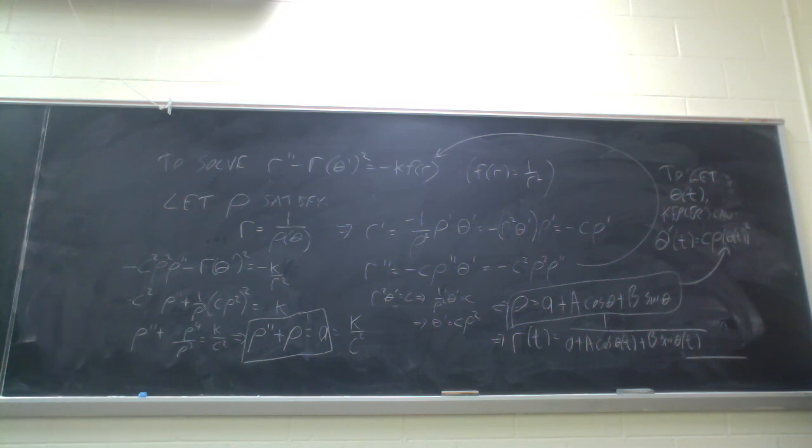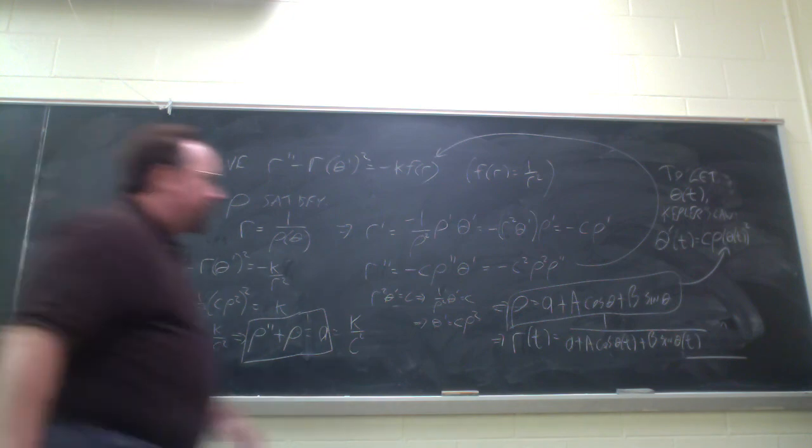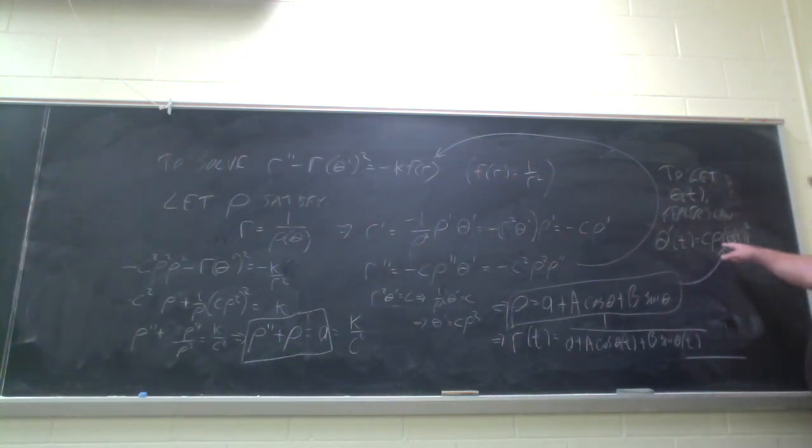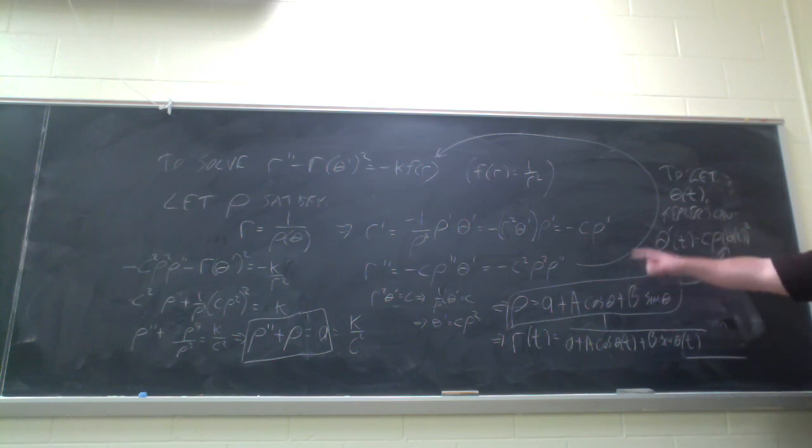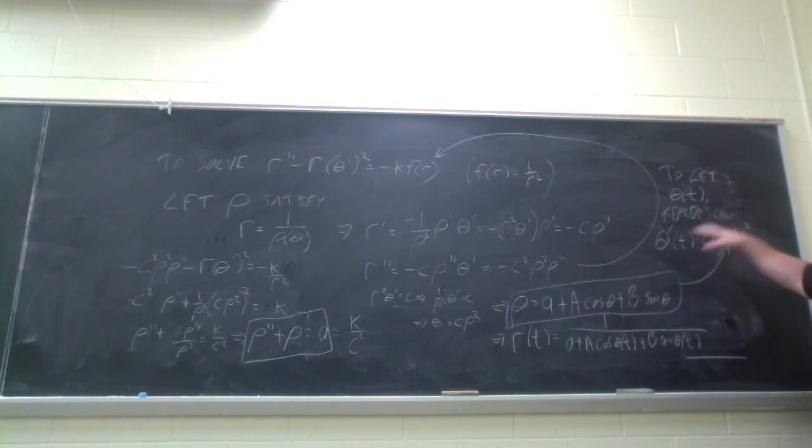So you're putting in that rho for theta of t? Yeah, so I would fill in the form of rho here. So this would be c times little a plus big A cosine theta of t plus b sine theta of t. So now I just have one ODE. And they'll all be squared, right? Yes, the whole thing is squared. Yeah. Right. So that makes it a little uglier still.